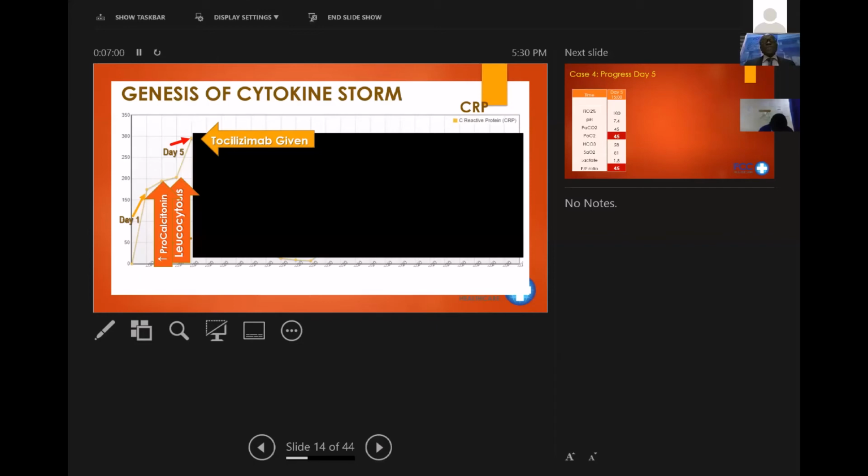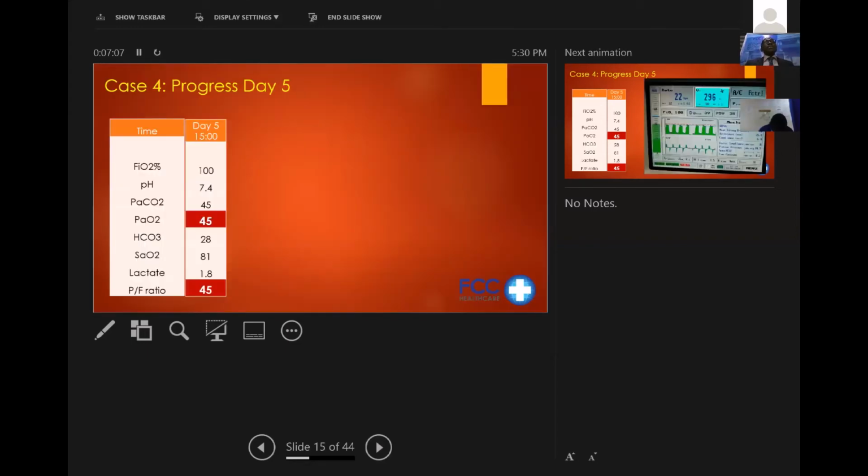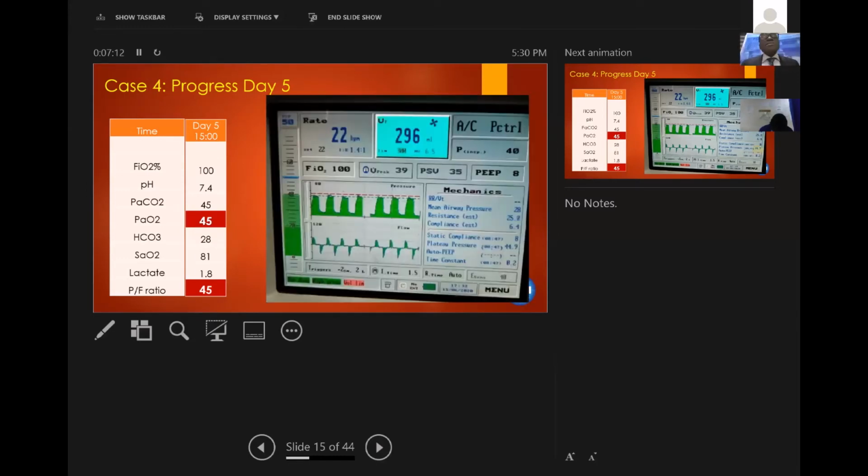We also gave him convalescent plasma at this stage, and we repeated the blood gas. The blood gas was not getting better. So he was mechanically ventilated.